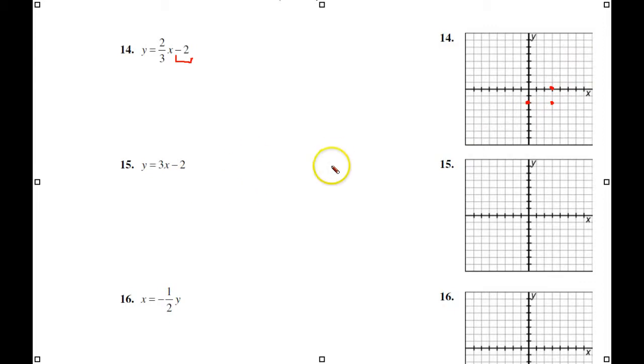And then here it's -2, right there. And my slope is 3 over 1, positive again. So I'm going to go over 1 and then up 3. And there is my line. Oh, didn't want to put that in there yet.